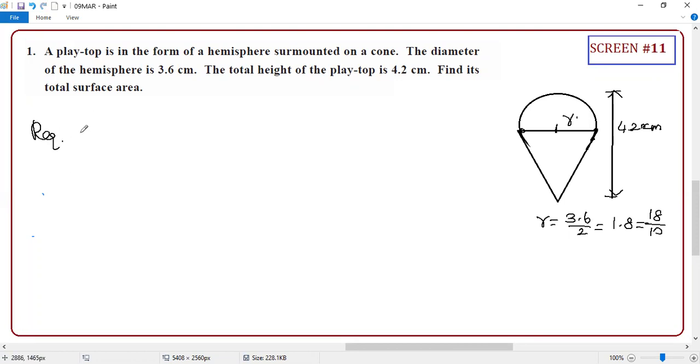Don't give too much space on the left-hand side, because it's not useful. Use the small way, okay? Only leave this much space. The required area, students, is actually the total surface area.